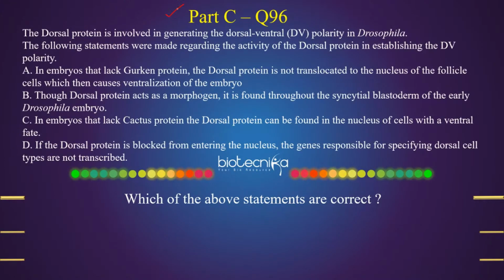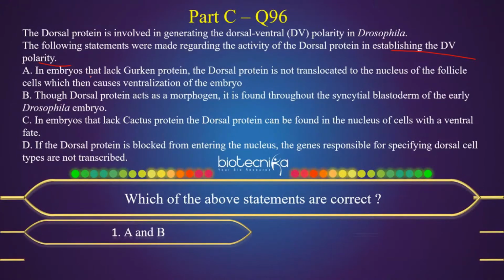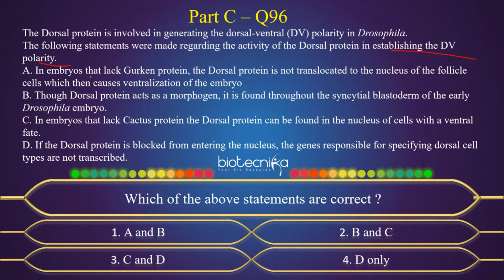Okay, another question from part C in shift 1. This is regarding dorsal ventral polarity formation in Drosophila, including the dorsal protein. A classic question which always comes, cactus, right? The following statements were made regarding the activity of dorsal protein in establishing the DV polarity. See, not necessarily will you always get a mutation based question. Here they are simply asking some theories, some logic. So which of the above statements are correct? You have to choose any one of them.